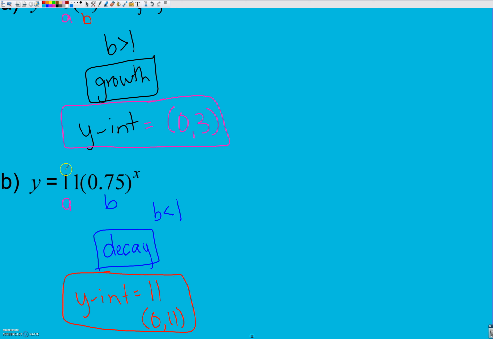Again, our a value is where we cross because it's where x is 0. Anything to the 0 power is 1, so 11 times 1. Okay, and our b value tells us whether it's growth or decay. If it's greater than 1, it's growth. If it's less than 1, it's decay.